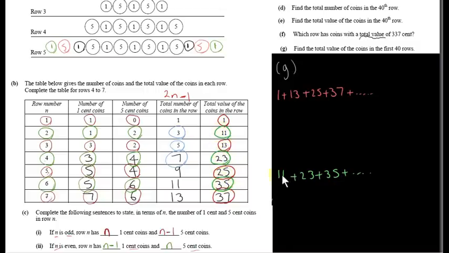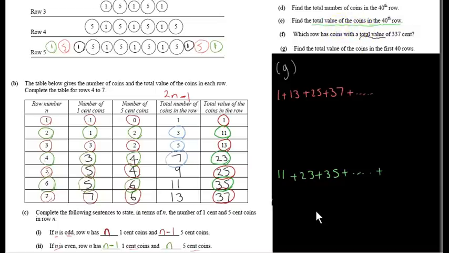What's the last term of this green series going to be? I could call it the green series. Well, it's going to be the 40th term, because these are the even terms. This is the second, this is the fourth, this is the sixth, and we keep going up to the 40th term. Now we've already worked out the value of the coins in the 40th row. That was part E.